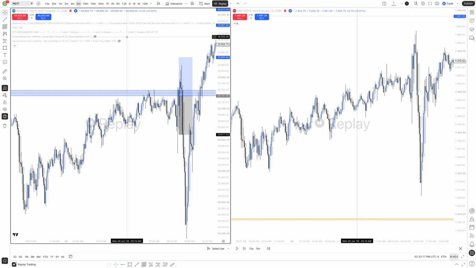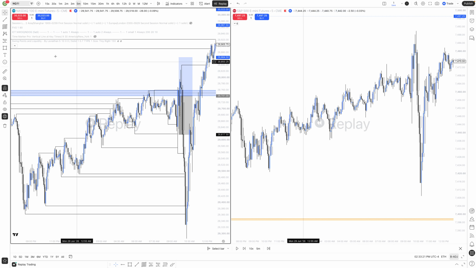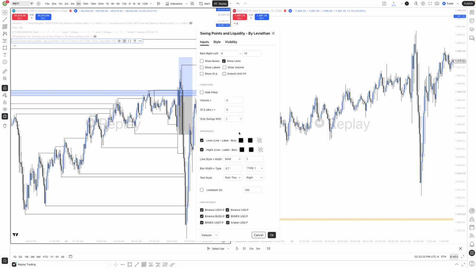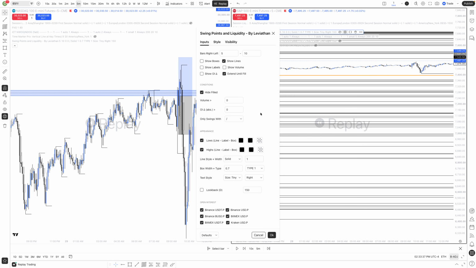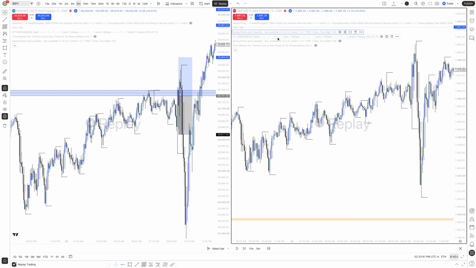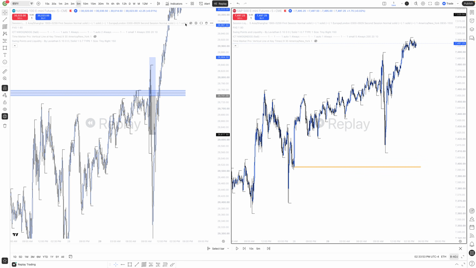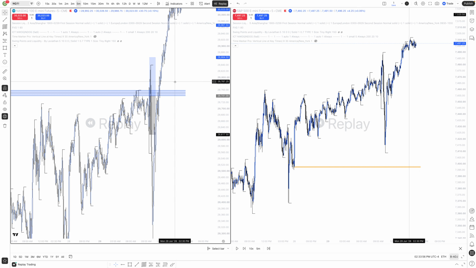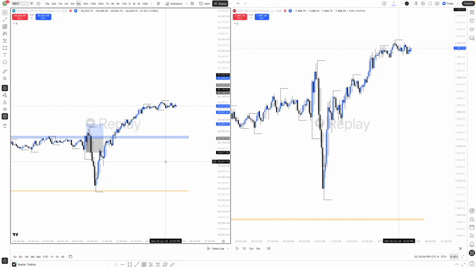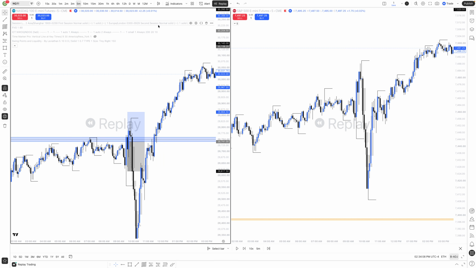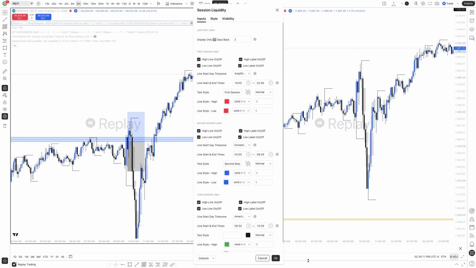Let's get the indicators on. That looks a little too bad. There we go. Probably should have done this before. Swing points, liquidity. Bang. Session liquidity, but it is not on for some reason. It is not working. Okay, whatever. Maybe it'll work later. Why is that not working? Whatever.